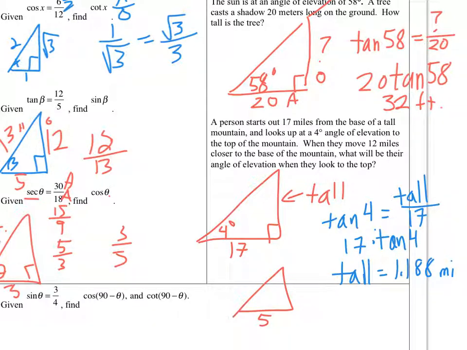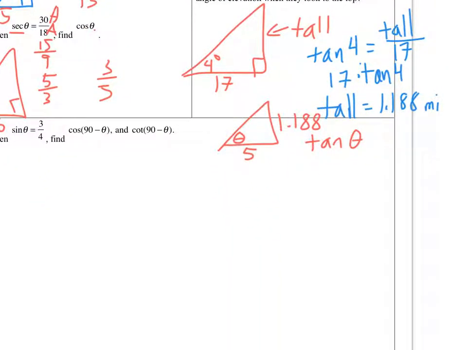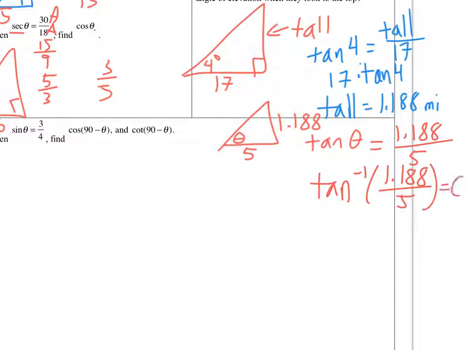so now that's 5 because 17 minus 12 is 5. What will be their angle of elevation? I'm looking for that angle when they look to the top, so 1.188. So if tangent of theta is equal to 1.188 divided by 5, that means that arctangent, or tangent inverse of 1.188 over 5 should give me that angle.